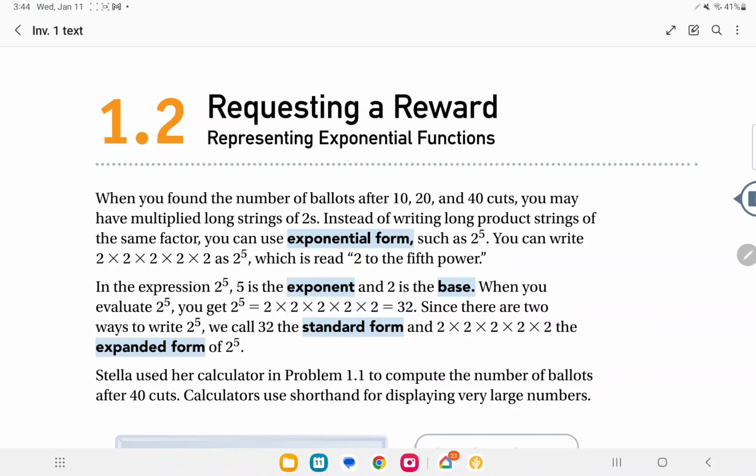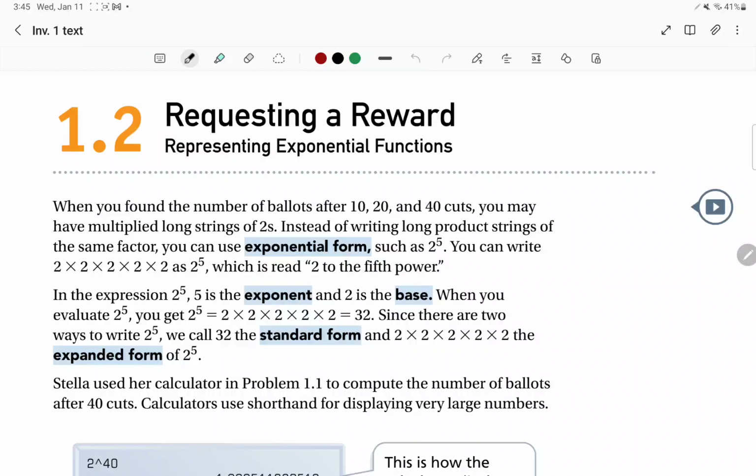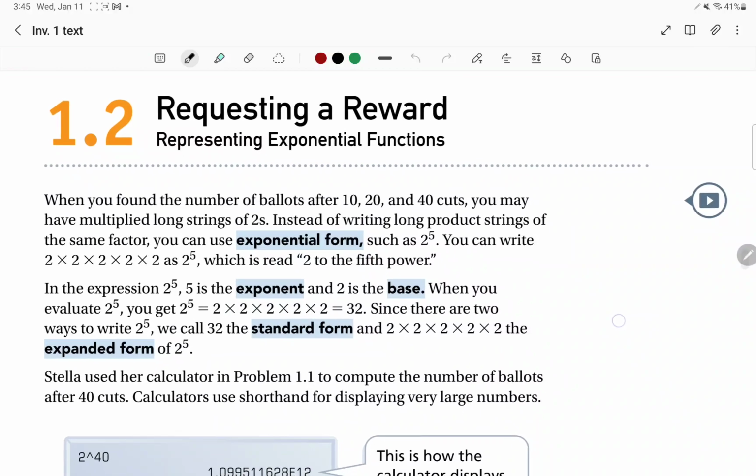Now let's take a look at 1.2, requesting a reward. There's lots of definitions in here that you need to be familiar with. Some of them we've talked about, others we have not. So first of all, let's talk about this term, exponential form. If something is in exponential form, that is a way to write a number. That's all exponential form is.